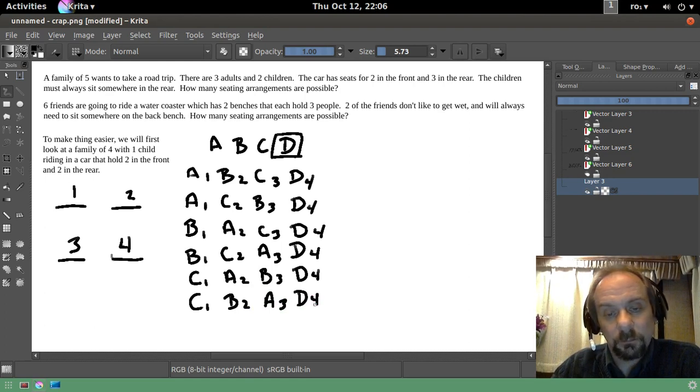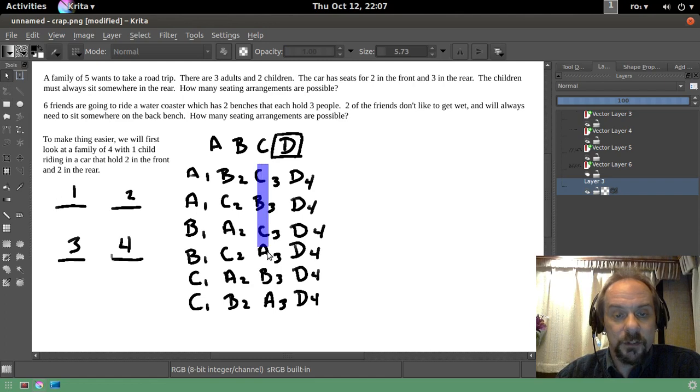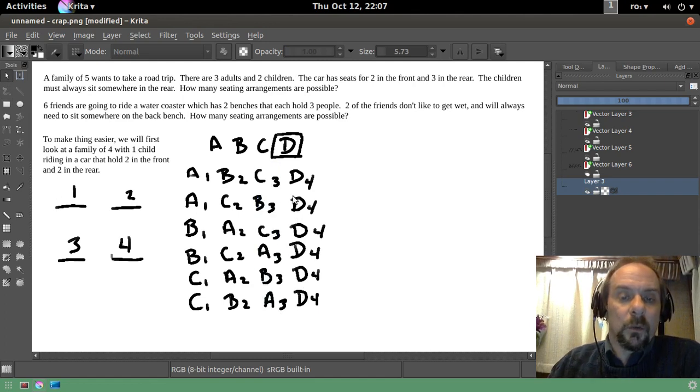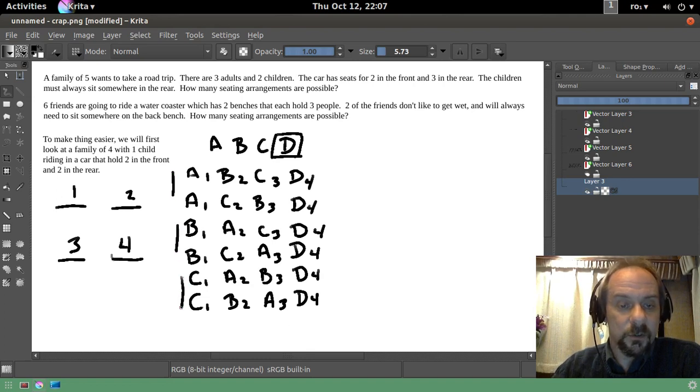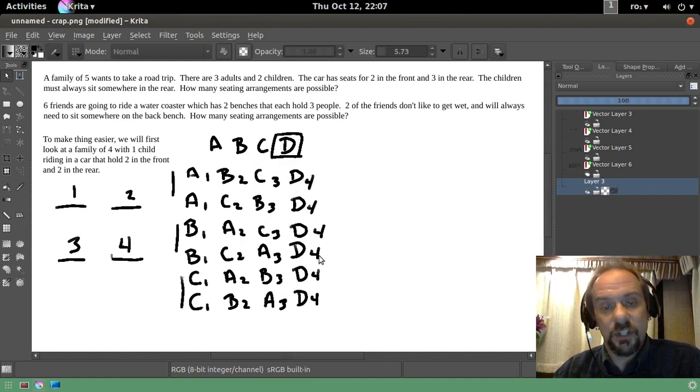Now, if we moved the child, if we moved D over to this row here, over to seat 3, we would get exactly the same number again. We have 6 here, right? 2 for A in the driver's seat, 2 for B in the driver's seat, 2 for C in the driver's seat. If we move the child over into seat 3, we'd have another 6, where the child was in seat 3, and whoever was in seat 3 would then shift to seat 4.